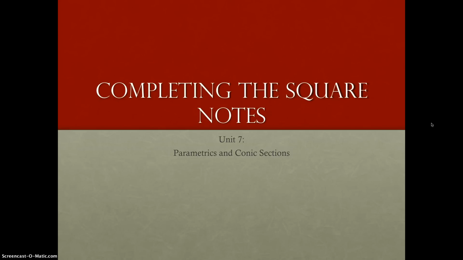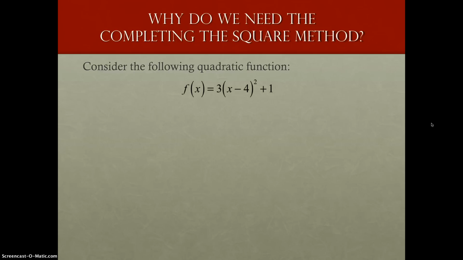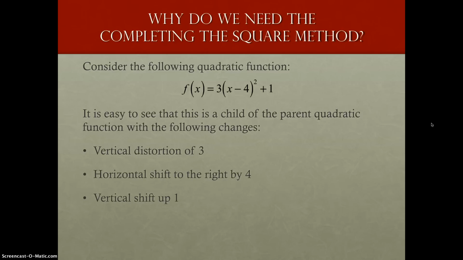Today we will be talking about completing the square on quadratics. So why do we need the completing the square method? If you look at the following quadratic function, f of x equals 3 times (x minus 4) squared plus 1, it's easy to see that this is a child of the parent quadratic function with the following changes: a vertical distortion of 3, horizontal shift to the right by 4, and a vertical shift up 1.